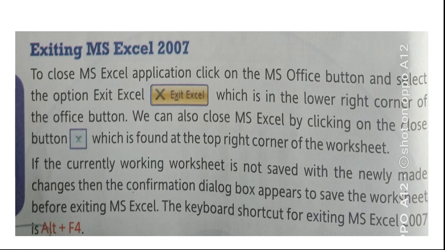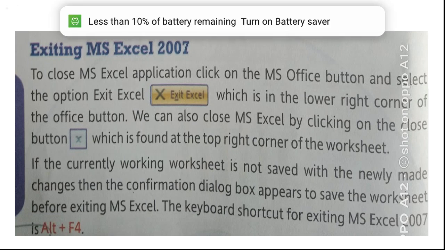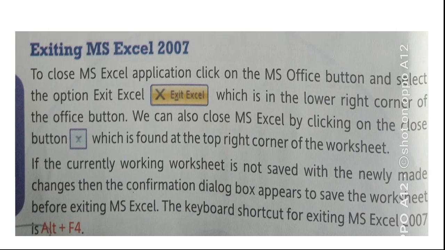The last one, we have come to the end of the session: exiting MS Excel 2007. We have done sorting, arranging, then we did charts. After creating charts, we have seen resizing the charts, that is increasing the length and breadth. So we saw everything. Now finally we are going to see how to exit from MS Excel.